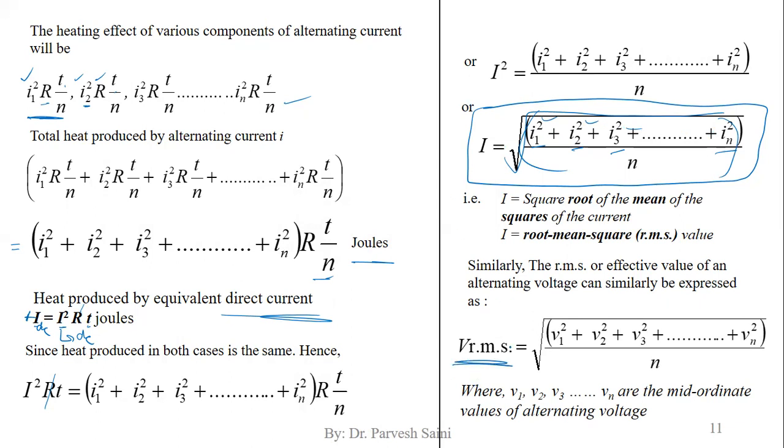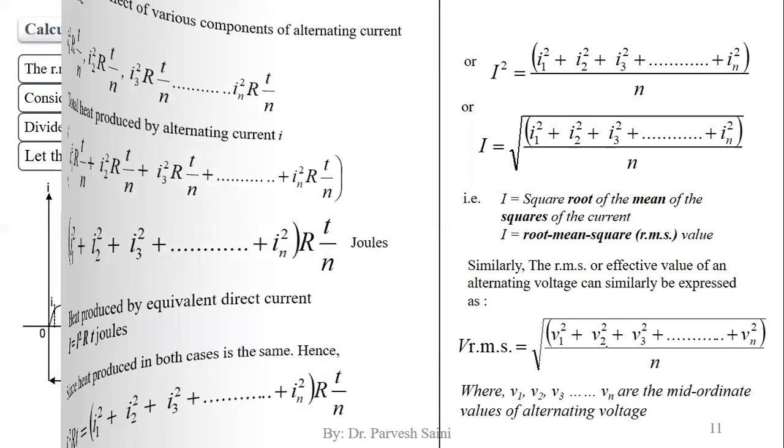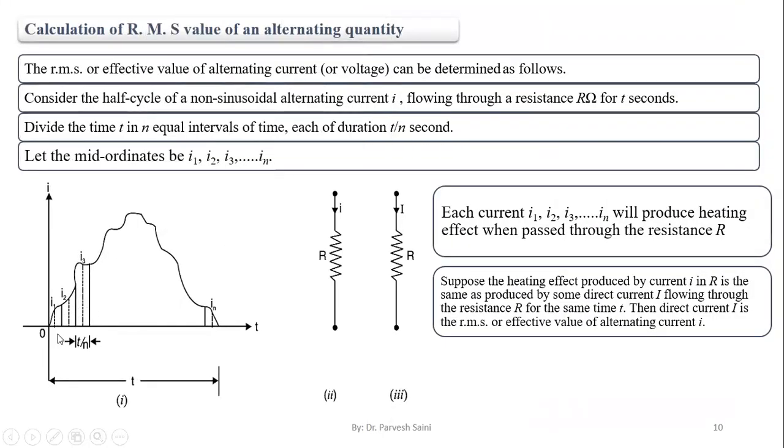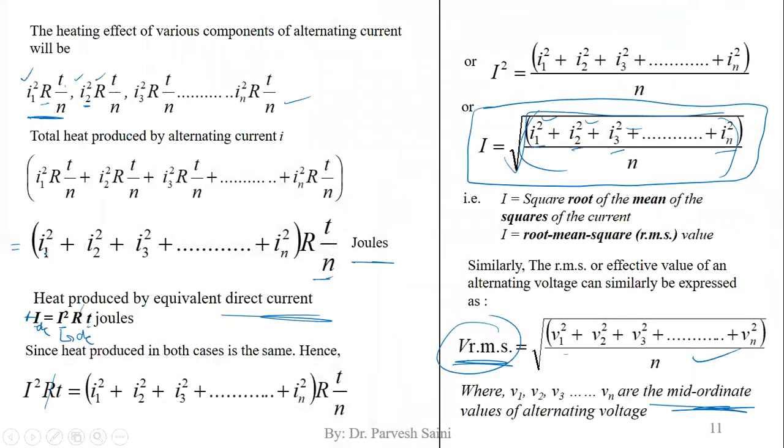Similarly, the root mean square value of the alternating voltage can be obtained like this, where V1, V2, V3, and Vn are the mid ordinate values. What are the mid ordinates? Mid ordinates are obtained when you divide the alternating signal into n equal instants. This is the zero instant, this is the first instant. So this I1 is actually the average of these two. I2 is the average of the first and second, and I3 is the average of the second and third. So we are taking the average. The average is taken to get a more accurate value of RMS.